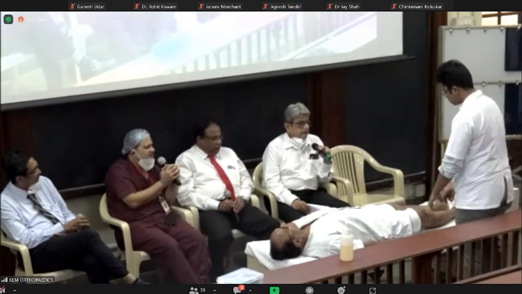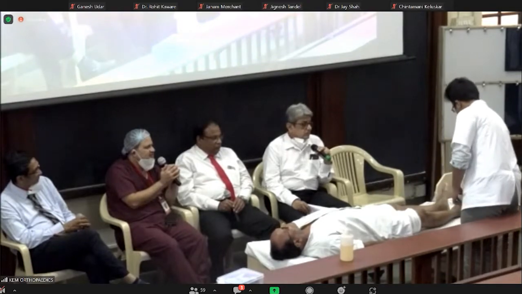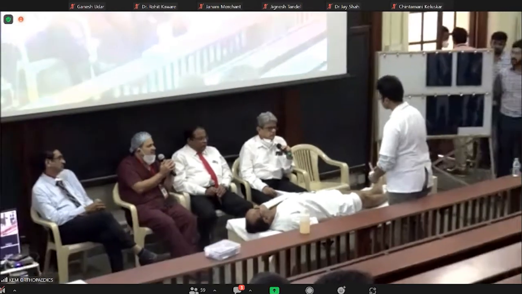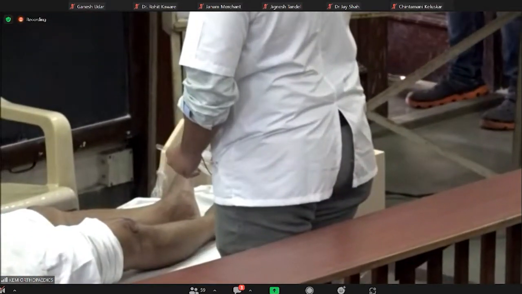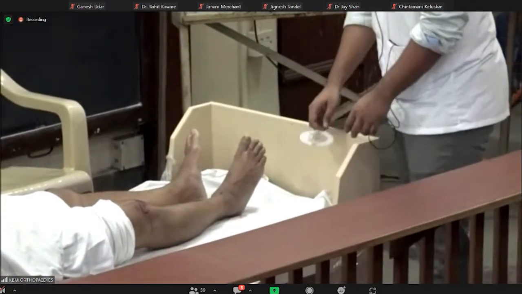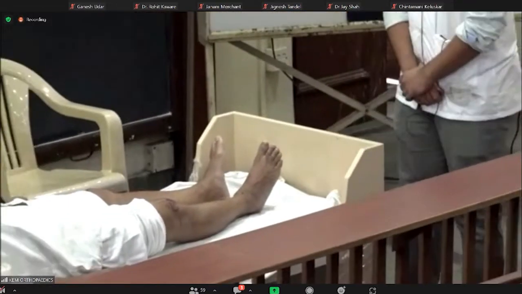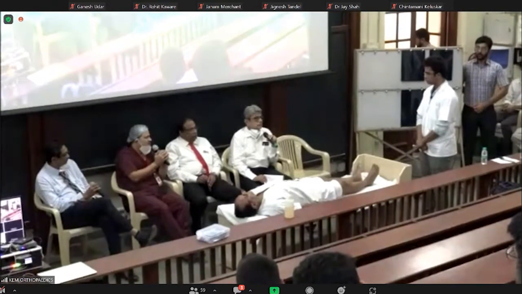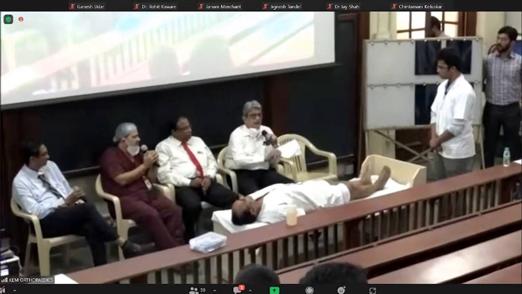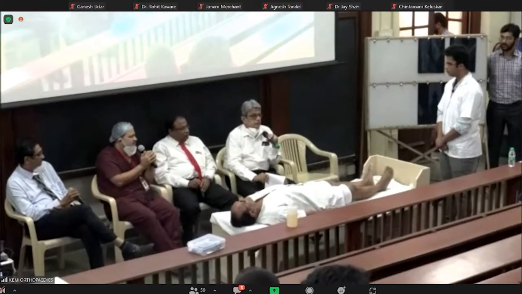For FFD, sir, I'll place the fulcrum at the lateral knee joint. What is the error he is doing here? He just wants to measure the FFD without doing any correction of the limb. Patella should face up all the time. So make the patella face up.